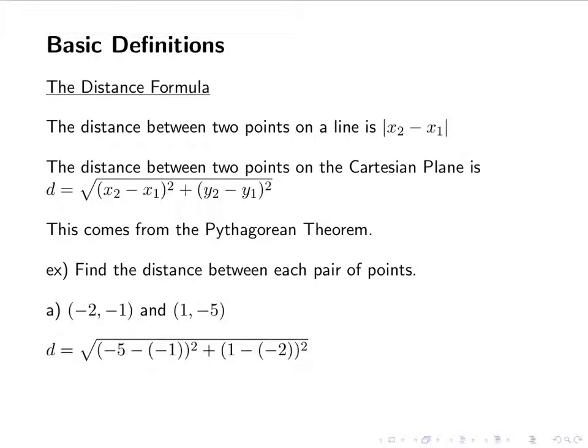So if I look at the difference between my x values, -1 and -5, the difference there is 4, and the difference between my y values, 1 and -2, is 3. So if I simplify it, I get the square root of 4 squared plus 3 squared, which is the square root of 16 plus 9, which is the square root of 25, which is 5.